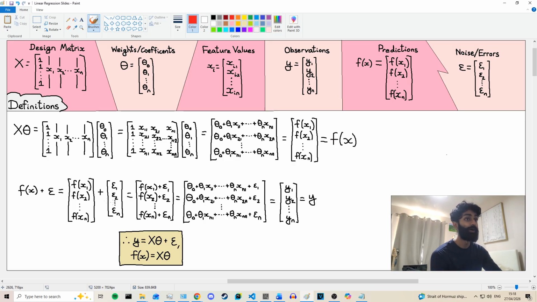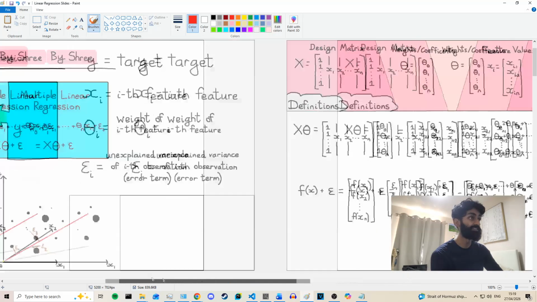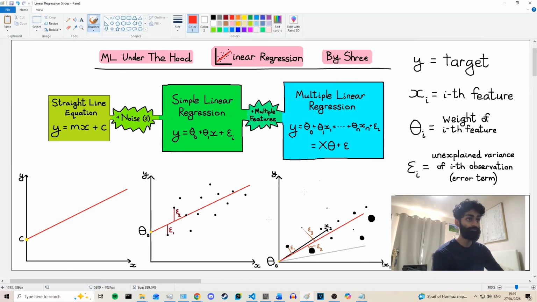So then, by adding epsilon, I've made it quite drawn out how I've done it here, but adding the epsilon vector on, we get f of x plus epsilon, which is just our linear straight line equation plus epsilon, and now this matches our value for y. So f of x plus epsilon equals y, as mentioned before, and so y equals x theta plus epsilon, and f of x equals x theta, as I've put here.